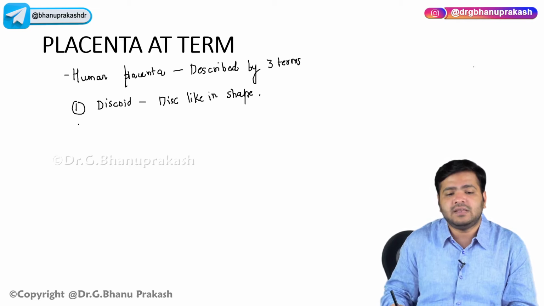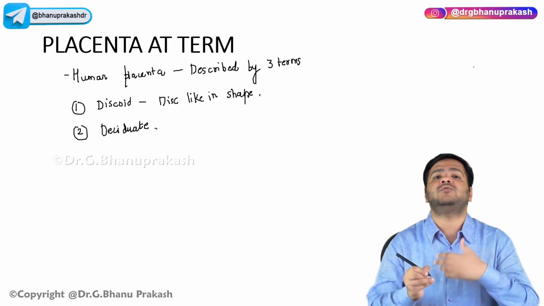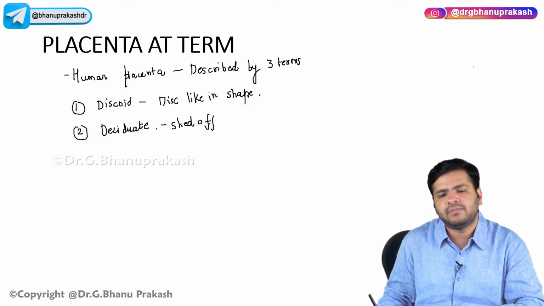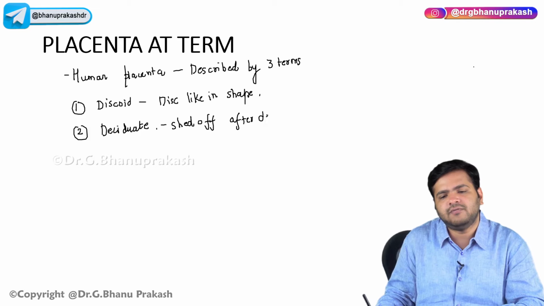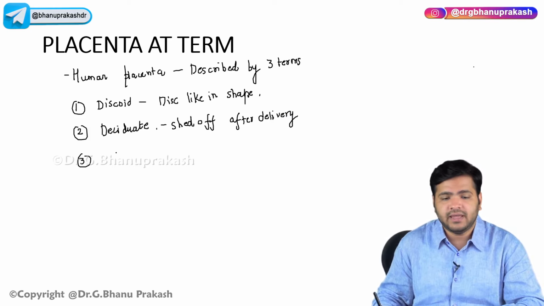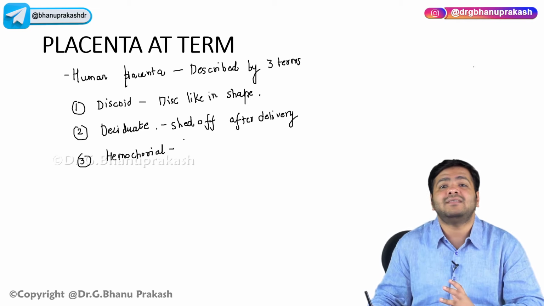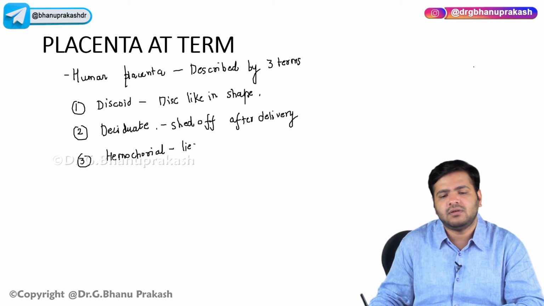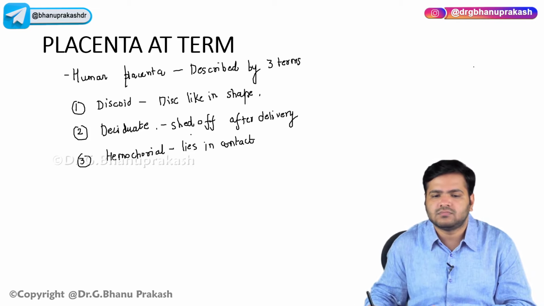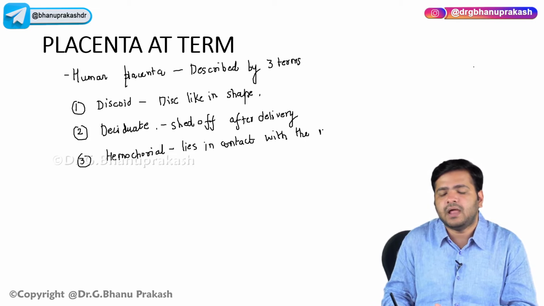Apart from that, it is deciduate. Remember, deciduate means shed off after delivery. And it is hemochorial. Hemochorial simply means that it lies in contact with the maternal blood.